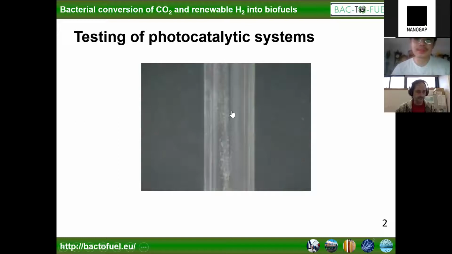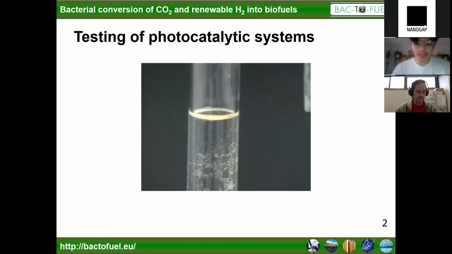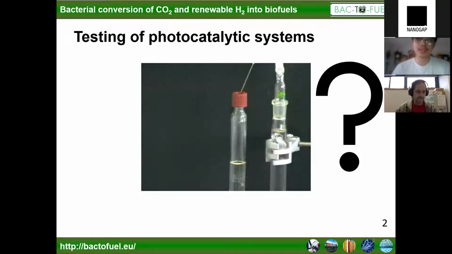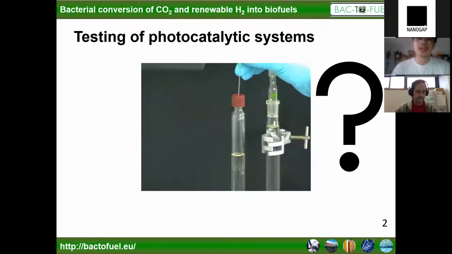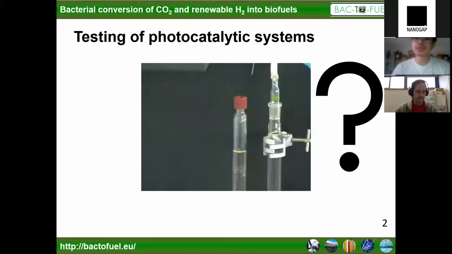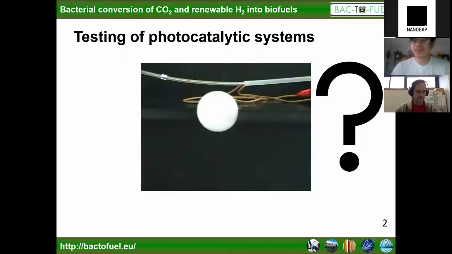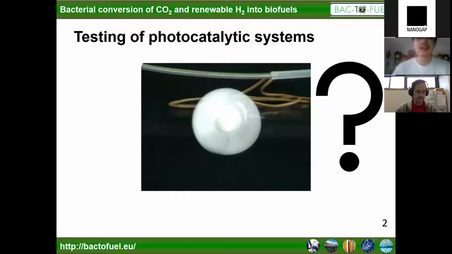So here you can see the hydrogen bubbles evolving. And now the main question is, how could we measure such experiments, or how could we measure such photocatalytic systems? And how is it even possible to compare it with other groups? Because if you're in the field of photocatalysis, you will see that it's very hard to compare results between groups, because the reaction conditions are different with each group.